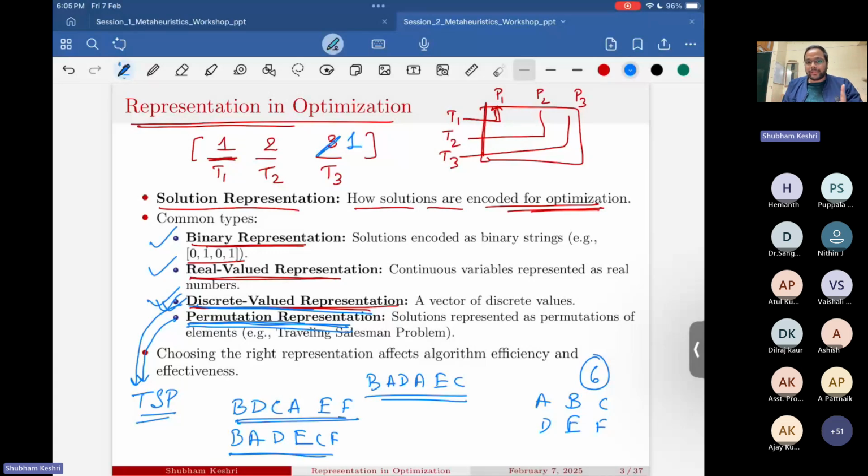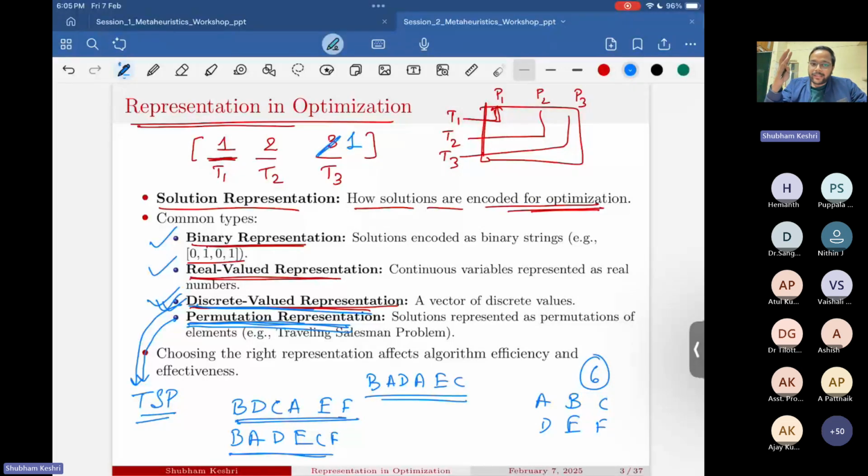But what are you losing? You're losing a constraint. I think it also satisfies the constraints. So one of the constraints can be easily represented, so that way it helps us in solving the problem. Right. So what I'm saying is there is no restriction that you have to use permutation representation for the traveling salesman problem. No one is stopping you. You can use discrete value. But what are you losing? You are losing that constraint.